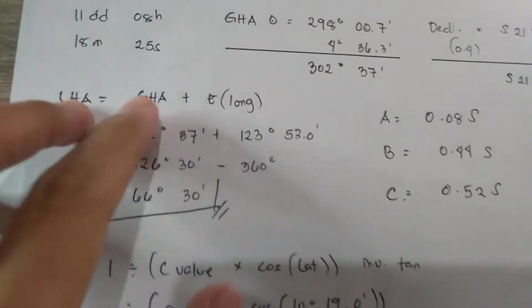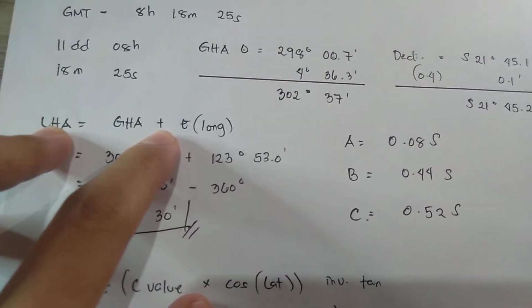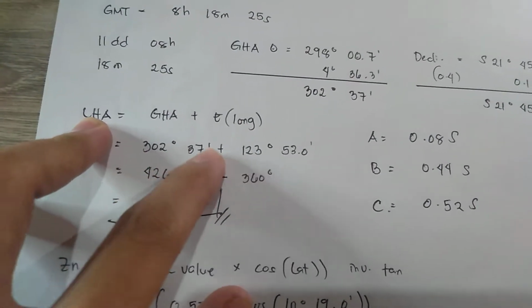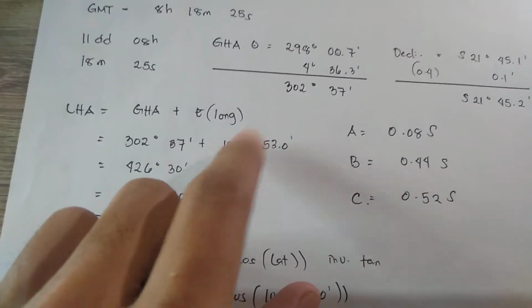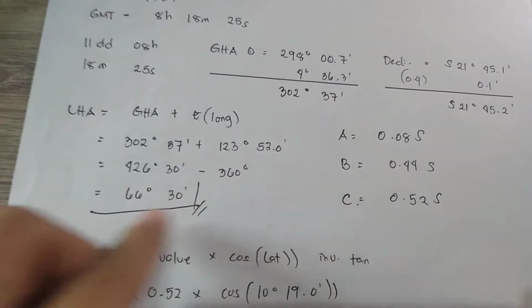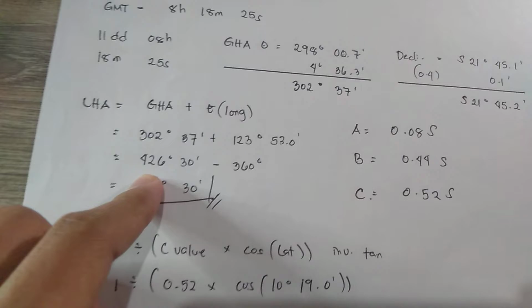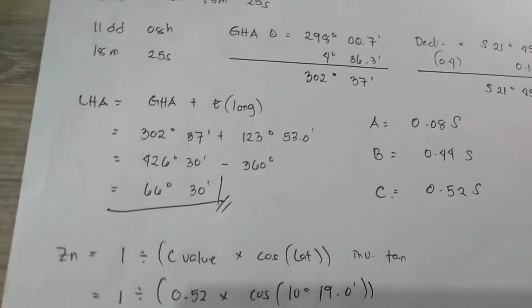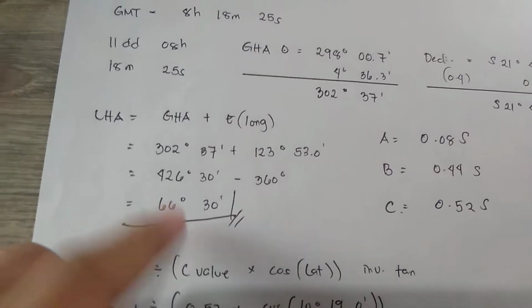Now we go forward to the LHA, the GHA plus the longitude. 302 degrees 37 minutes plus 123 degrees 53.0 minutes is 426 degrees 30 minutes. We're going to deduct 1 revolution, so that would be 66 degrees 30 minutes.